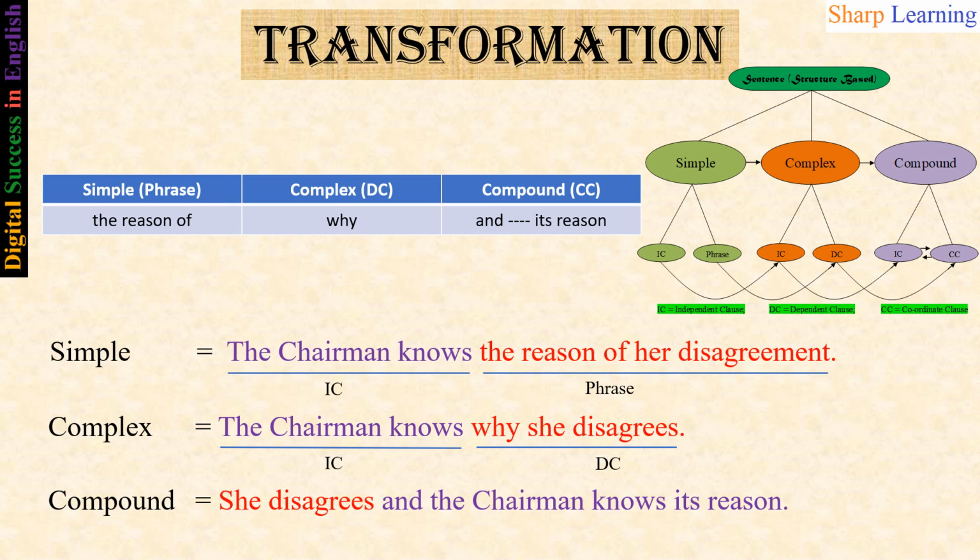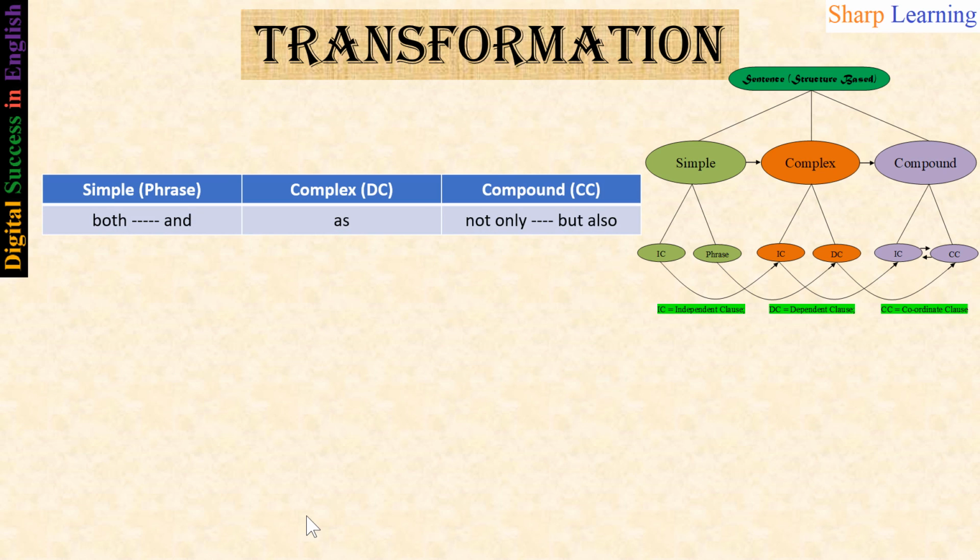It has come first because it is the first event. She disagrees and the chairman knows its reason. The chairman knows its reason here to indicate the reason, to make the original meaning. She disagrees, it is IC, and the chairman knows its reason, it is CC. So IC and CC, that means it has been a compound sentence. Okay, go to the next one.